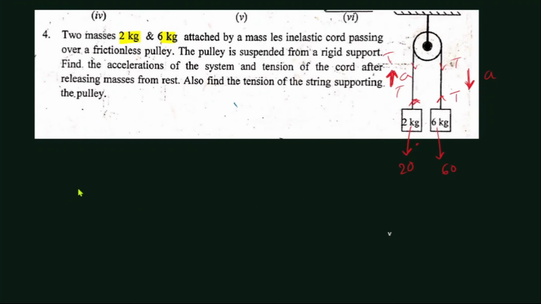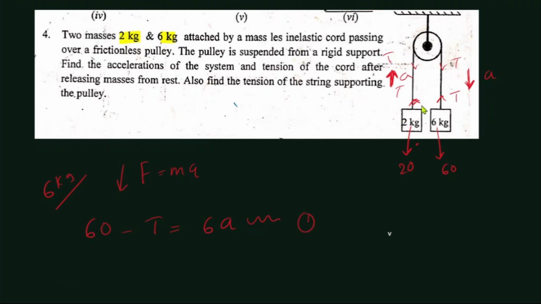Now for the 6 kilogram, let us apply F equals ma downwards. The downward force acting on the 6 kilogram object is 60 newtons. What is the upward force acting on the 6 kilogram object? It is minus T. What is the mass of the 6 kilogram object? 6. What is the acceleration? a. Okay, this is the first equation.